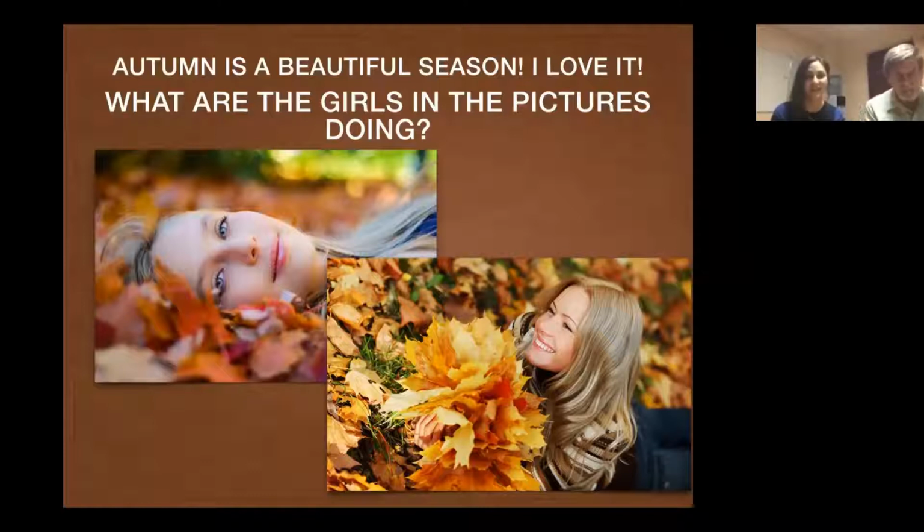One of the girls is lying in the leaves and just relaxing and enjoying a nice autumn day. The other girl is feeling free, picking up a pile of leaves and just throwing them into the air. Yeah, and probably she is picking some fallen leaves and she's feeling happy.